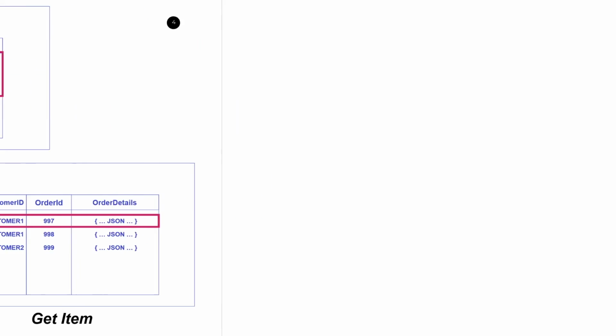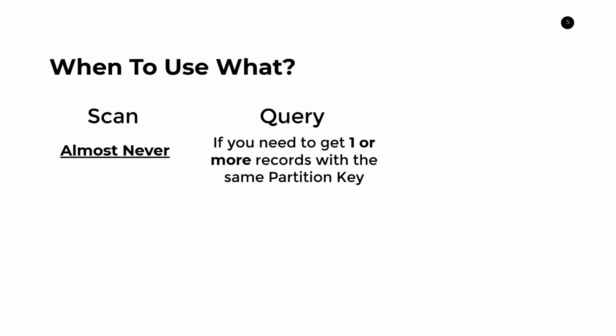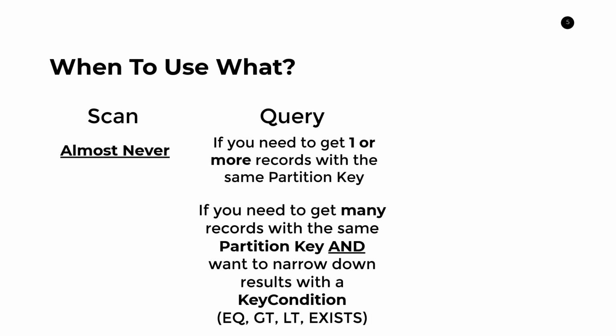Now finally, just to recap and to cover when to use what. In terms of scans, you should basically be using them almost never. They're really to be avoided, just as an exploratory mechanism perhaps, but not really in any production application. In terms of queries, if you need to get one or more records with the same partition key. So in the previous example, if you need to get one or more records with customer ID 1, for example. And the second case is that if you need to get many records with the same partition key and you want to narrow down those results using the range key conditions, so equal to, greater than, less than, exist. And there's a whole bunch of other ones that you can use.